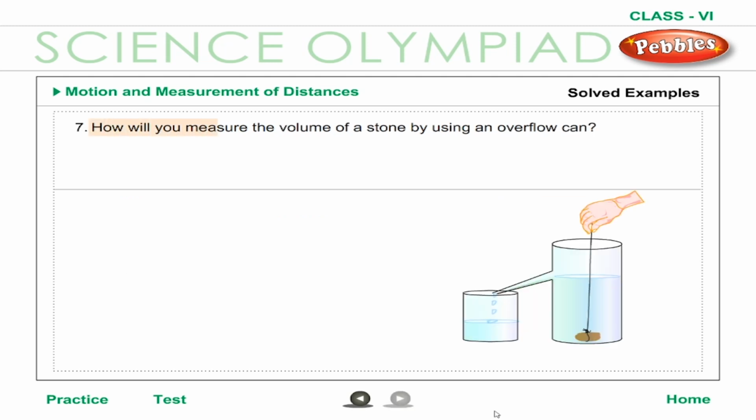How will you measure the volume of a stone by using an overflow can?